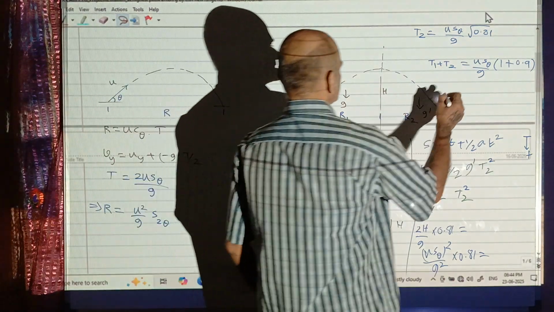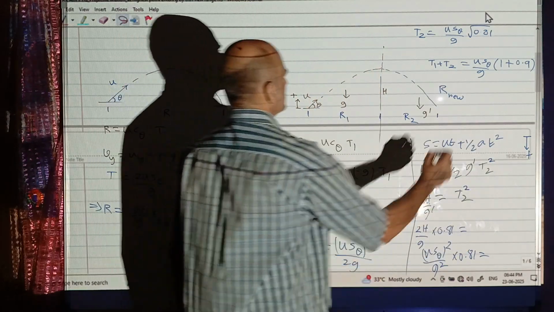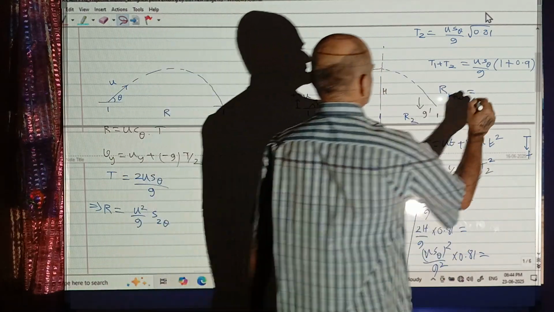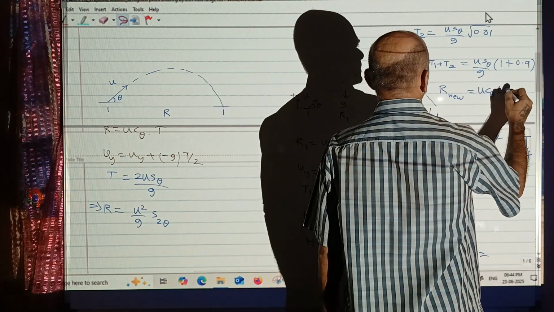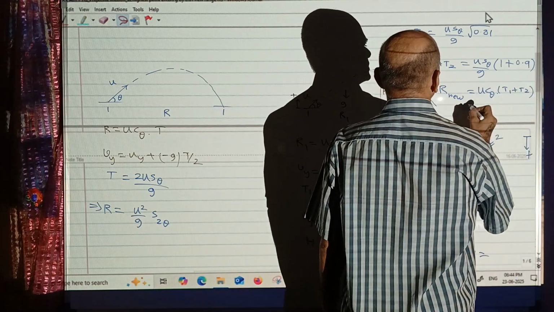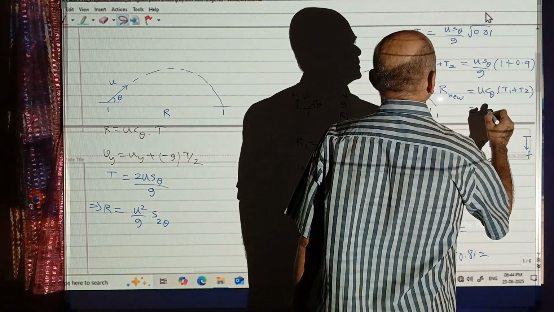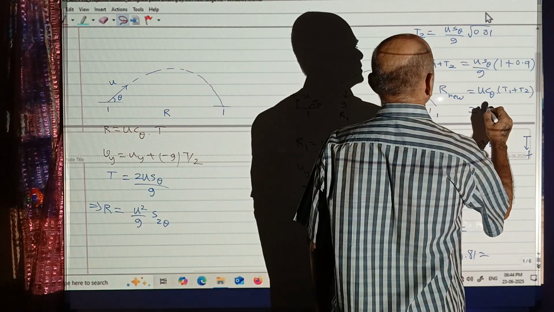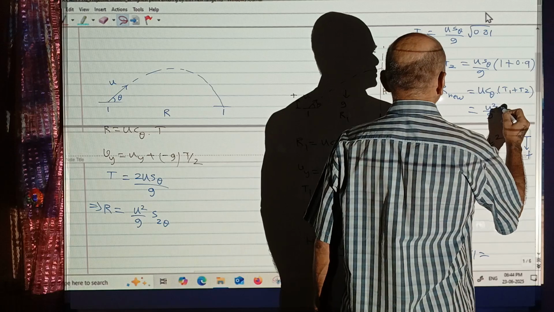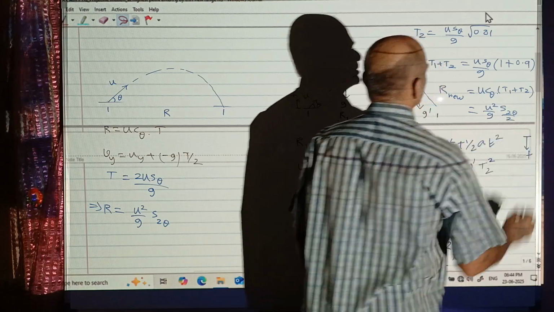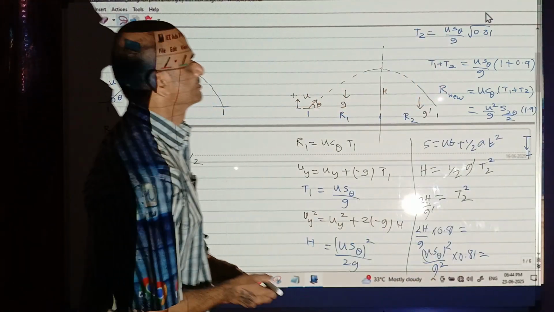Okay. So range in the second case, then we call it R mu, which is R1 plus R2, which is same as u cos theta into T1 plus T2. Which is u square by g, sin theta cos theta is sin 2 theta by 2, into T1 plus T2 is 1.9.